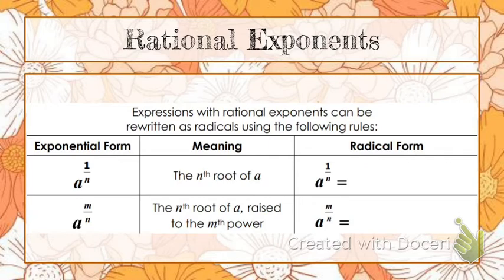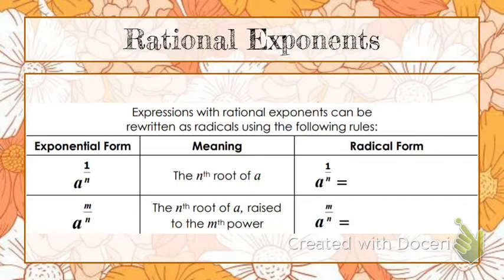And yes, I said it funny on purpose. Rational fraction, rational fraction, rational fraction, okay? Think about fractions are ratios. That's where that relationship comes in. So rational exponents are fractional exponents.